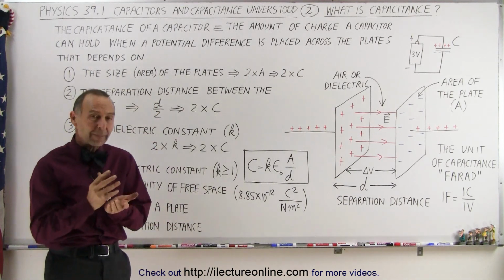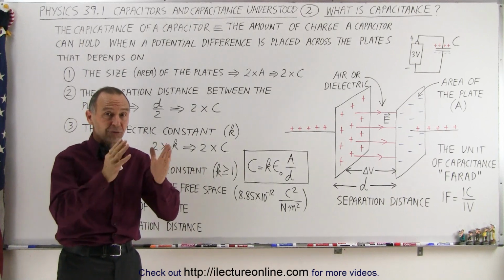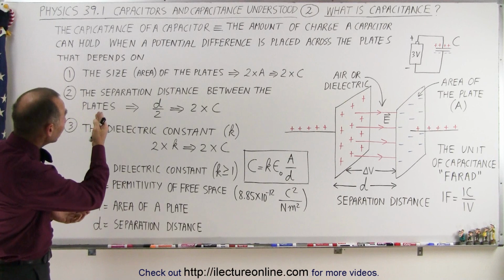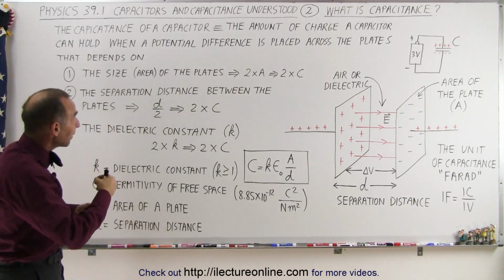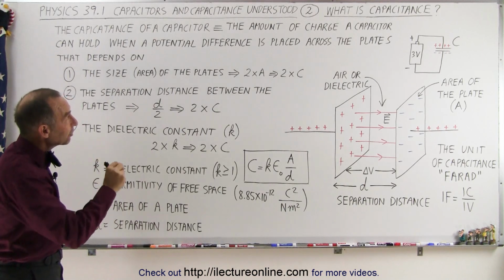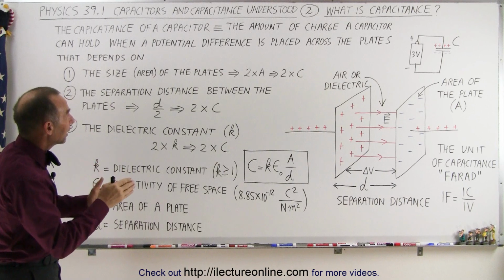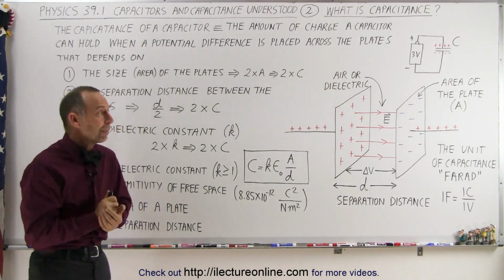Now let's talk about the concept of capacitance. Whenever we talk about capacitance, it is associated with the capacitor, the object that stores charges. But by definition, we can say that the capacitance of a capacitor is the amount of charge a capacitor can hold when a potential difference is placed across the plates. And we'll see in just a moment what that depends on.